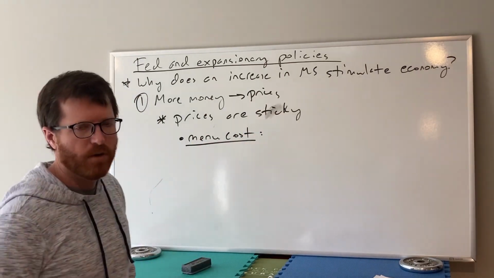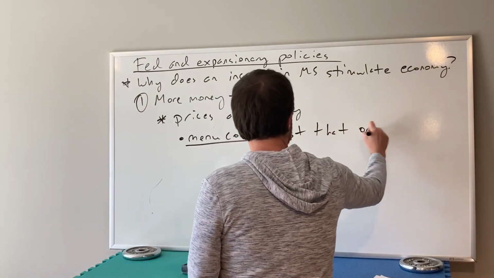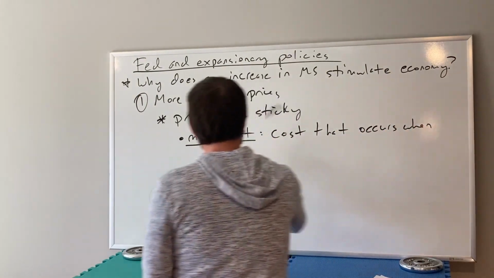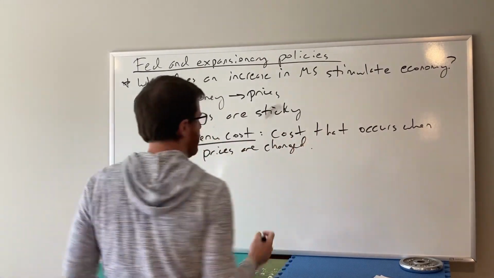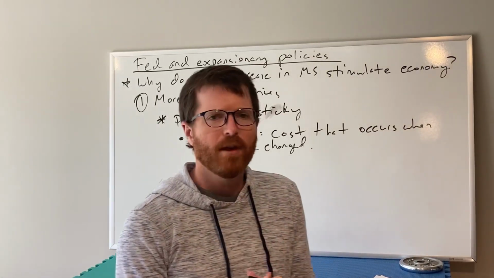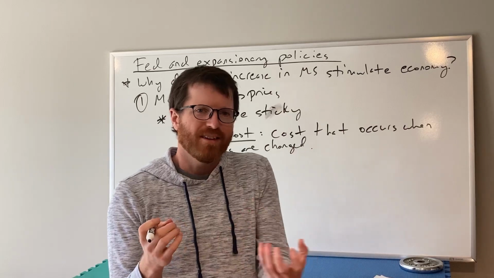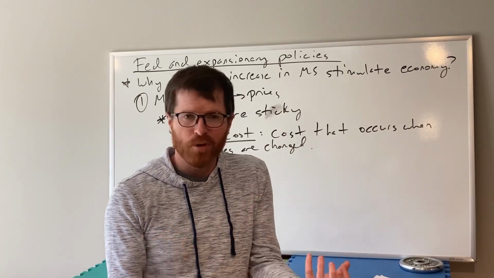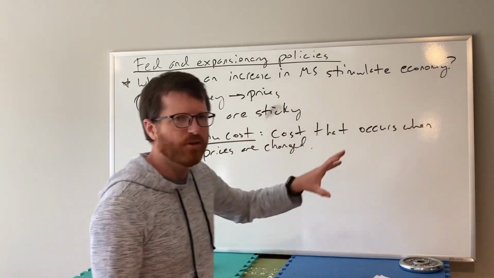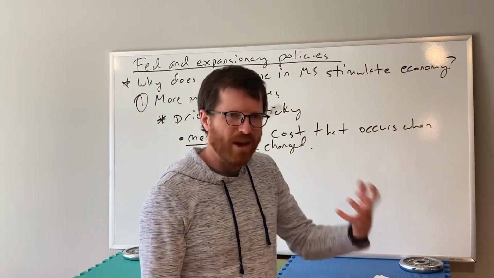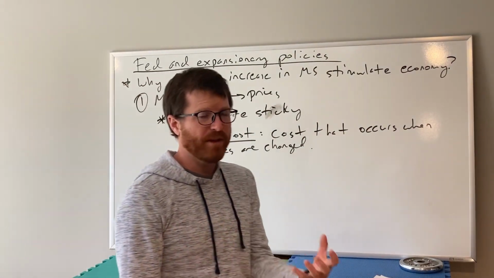Menu costs, okay? A menu cost is a cost that occurs when prices are changed. Now, let's make sure we understand the difference between cost and price. Price is the price you're selling an item for, whereas cost is something that makes it more expensive to produce the item, okay? So what we're saying here is anytime you change a price, it creates a cost for the business. That cost could be really small or it could be really expensive, all right?